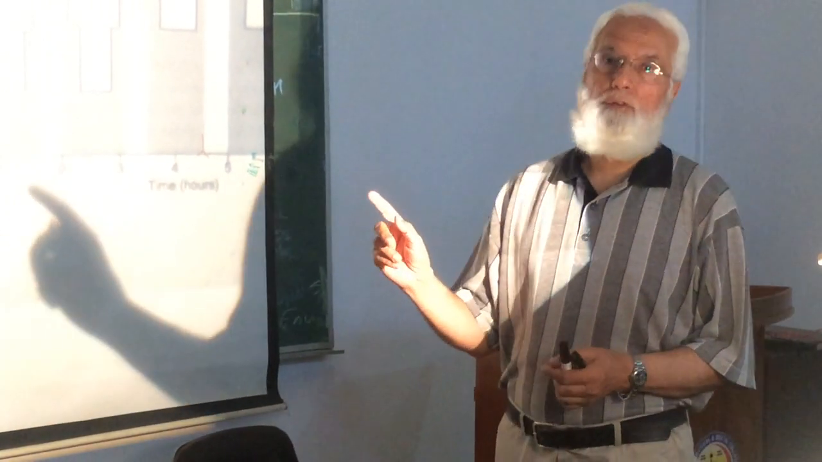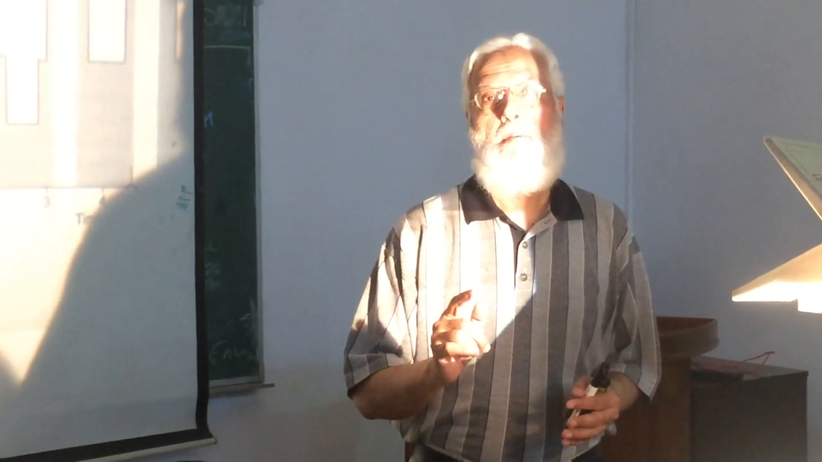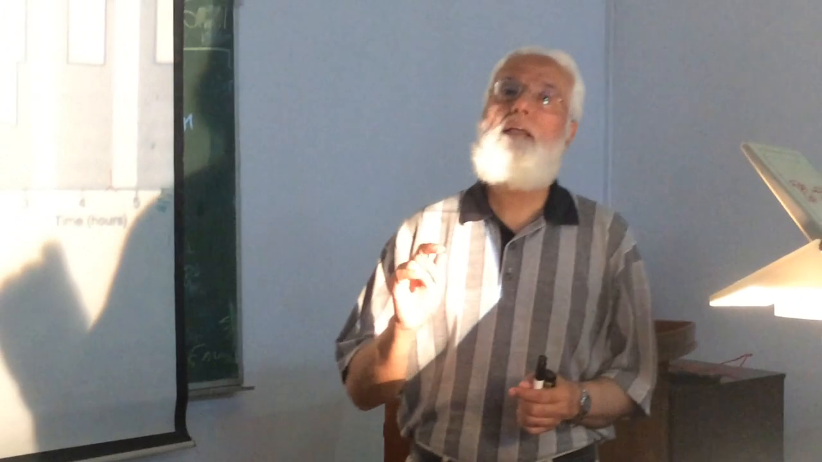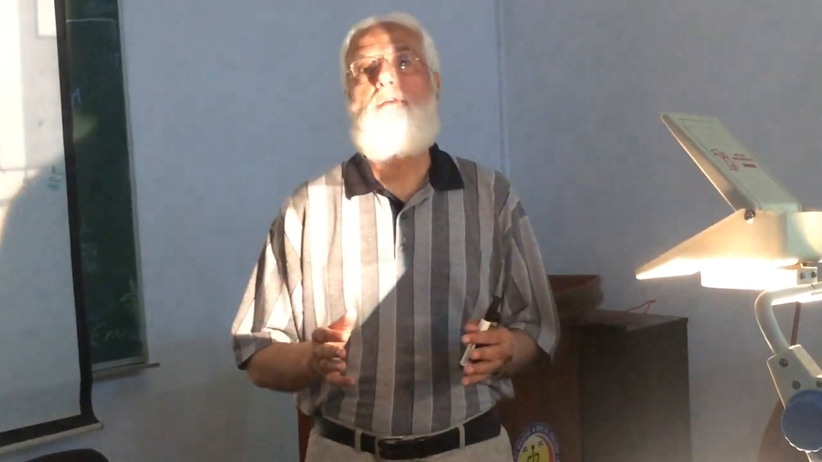Now during REM sleep, EEG shows beta waves. And you know, beta waves indicate highly active brain. So it means during REM sleep, the brain is highly active. So it is called paradoxical sleep, because the brain is highly active during REM sleep.